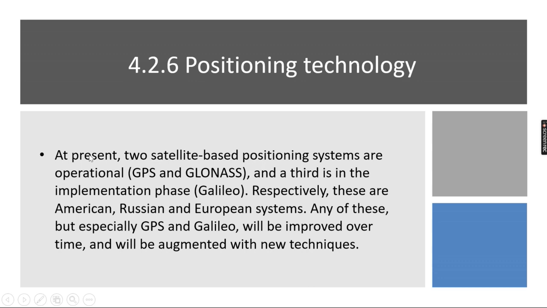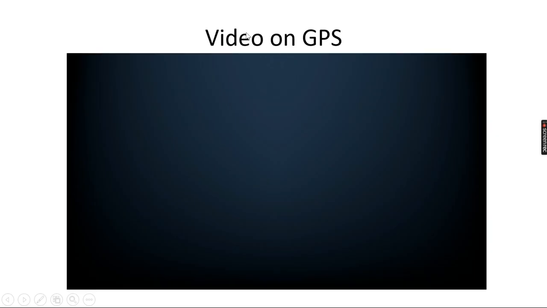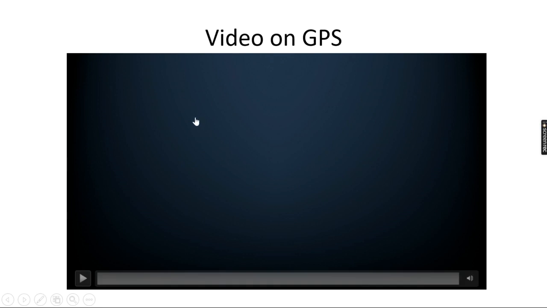First there were two technologies, GPS and GLONASS. Both are satellite based positioning, and the third was in the implementation phase, that was Galileo. The American and Russian systems started with GPS and GLONASS, whereas the European system started with Galileo. GPS and GLONASS were improved over time and will be augmented with new techniques. Both these techniques started with a military purpose, and later on they became available for the public.